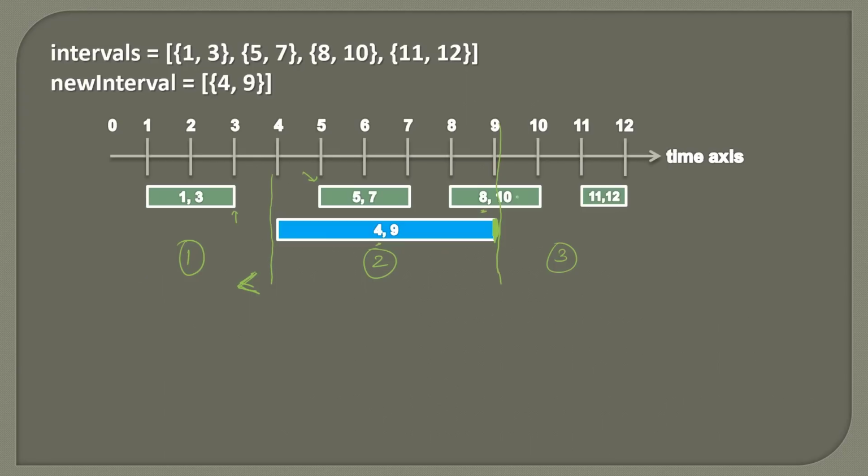So after merging 5, 7 with 4, 9 and 8, 10 with 4, 9, it will become something like this. So our overall answer becomes 1, 3, 4, 10 and 11, 12. So the algorithm is something like this.